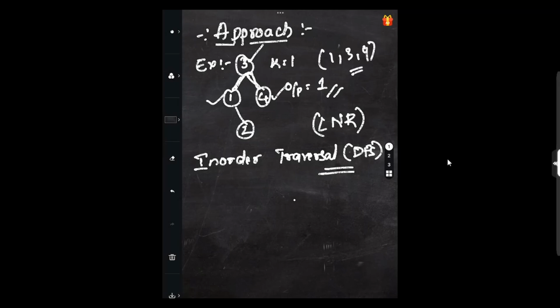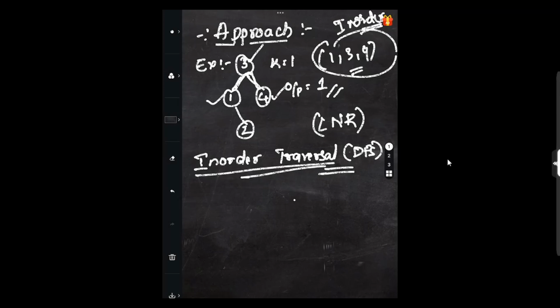So that is the reason we'll be considering in order traversal here. I hope this is clear. So what is the step here? This always gives the elements in the sorted order. That is the reason we'll be making use of the in order, right? So this is one thing we have to keep in mind.